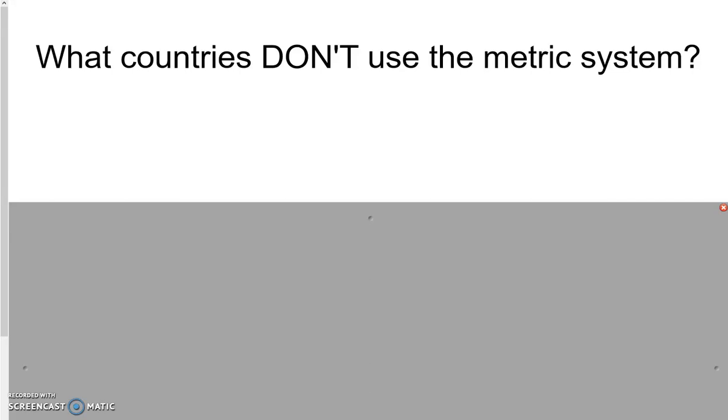Okay, so we're going to work on metric system conversions today, just converting within the metric system. And I know in the United States we don't use the metric system, although I don't know when it was, back in the 1970s I believe they said that we were going to adopt it. It just never really happened.